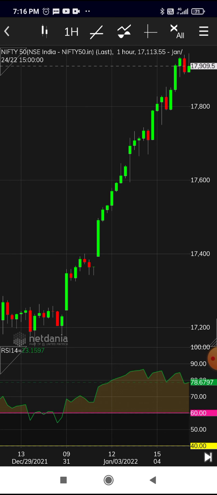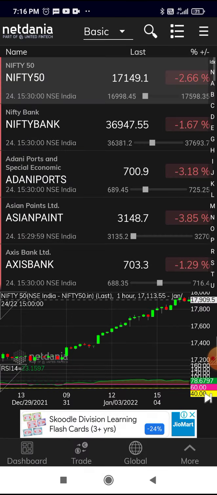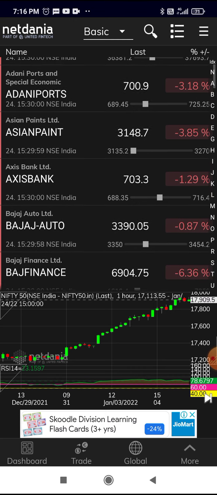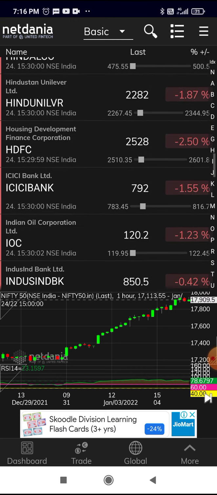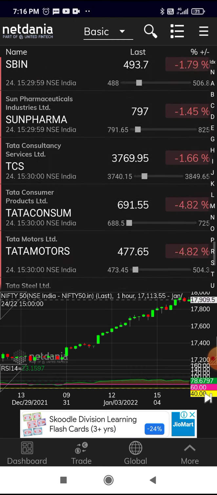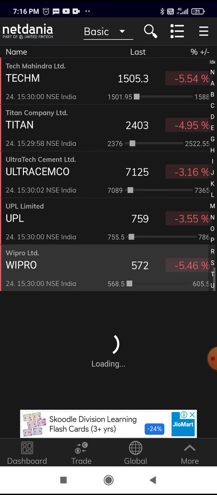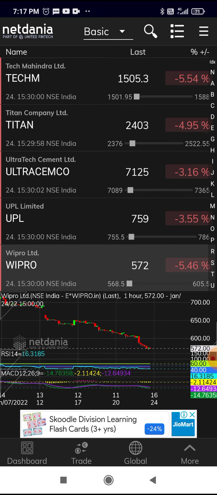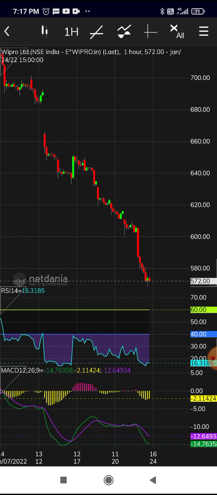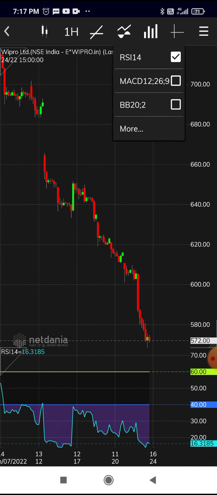Okay, let me show you with another script also. Let's take up Wipro. Now Wipro chart I'll show you. It's loading up. Now this is a Wipro chart. I'll remove everything except the RSI, I'll keep.